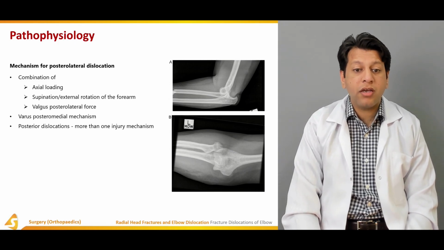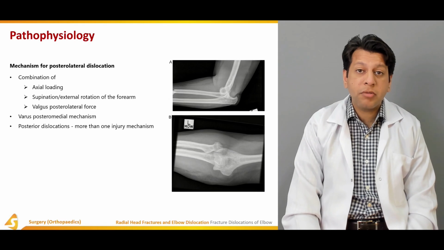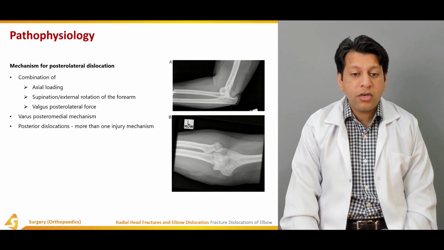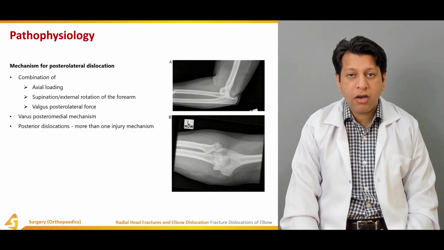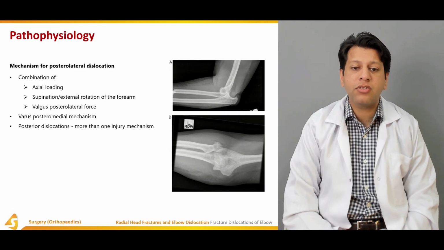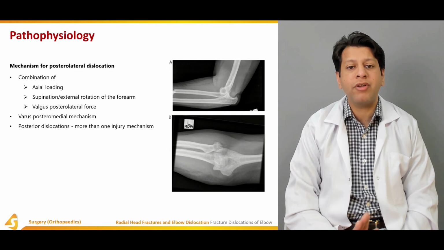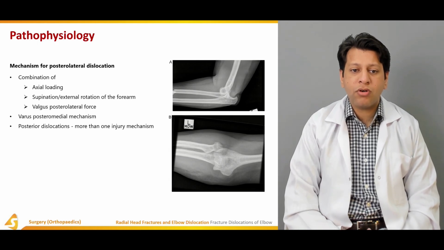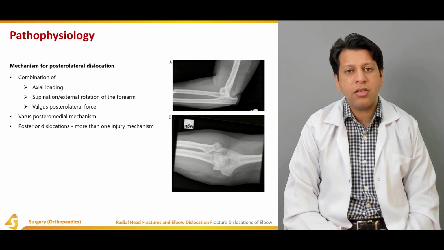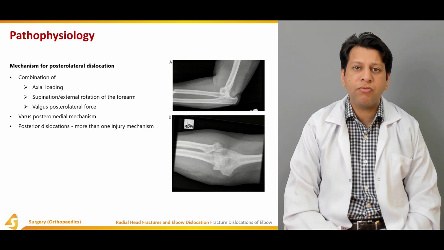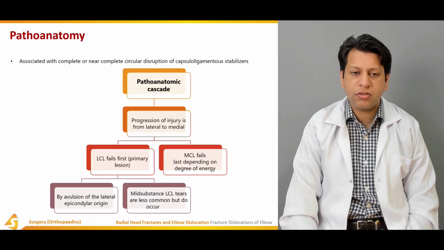Although there could be a varus posterior medial mechanism as well, in which there is posterior medial dislocation, usually that is highly rare. Posterior dislocations are also less common. Why? Because usually whenever there is supination, there is always some degree of external rotation of the forearm, and the load is such that it is not very straight. It's always some degree of valgus producing force. It's very rare that there is a straight force which produces a posterior dislocation.